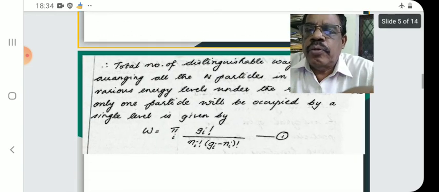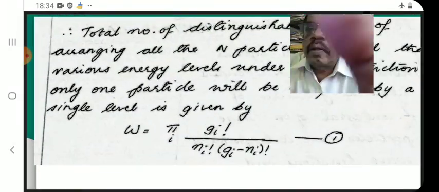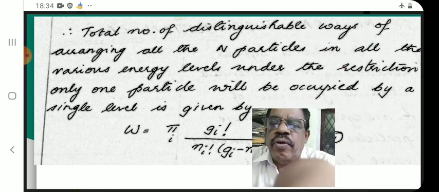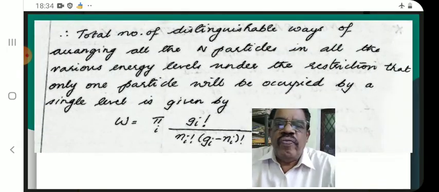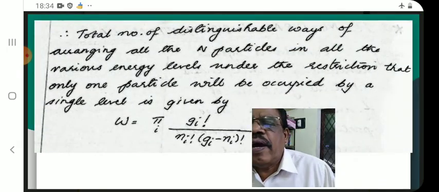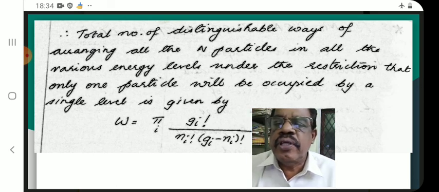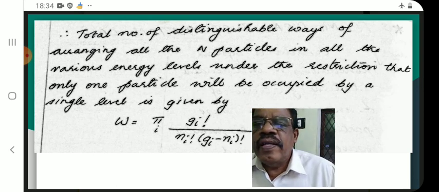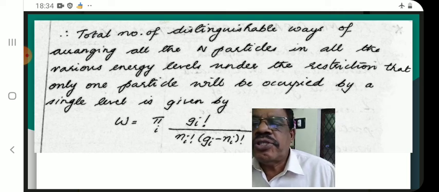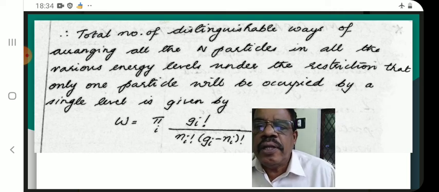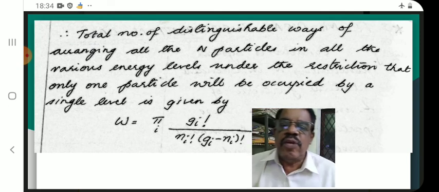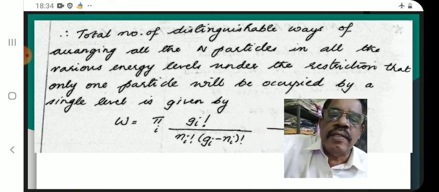So the next important step is, therefore the total number of distinguishable ways of arranging all the particles in all the various energy levels under the restriction that only one particle will be occupied by a single level is given by. You repeat the sentence in the same manner.